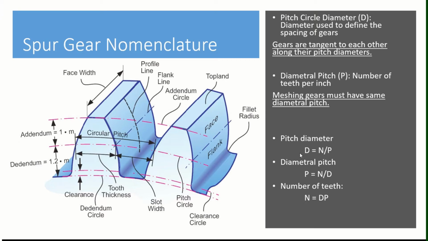So if one gear has, let us say, 20 teeth, and let us say that the diameter of that gear is equal to 1 inch, just let's say these numbers. So its diametral pitch will be equal to 20 divided by 1, which is equal to 20. So the diametral pitch for that gear will be equal to 20. But let's say we want to mesh this gear with the other gear.